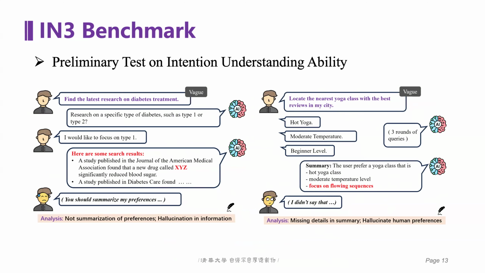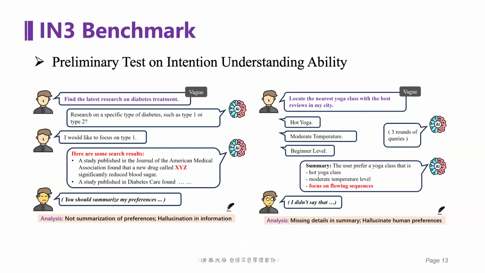Okay, so here is a more detailed case study about our preliminary study. I will maybe just talk about one example, from the left. Find the latest research on IBS treatment. If we instruct the language model to directly ask the question, maybe it will say something like, research on what specific type, and the user said, I would like to focus on type one. So the agent sometimes won't summarize the user intent, but directly jumps to give some search results.